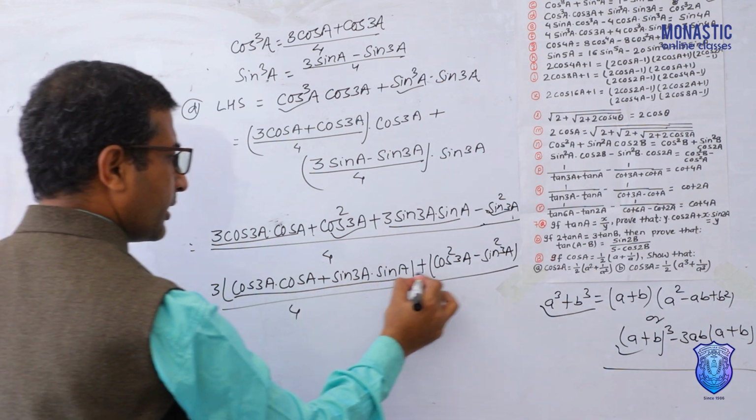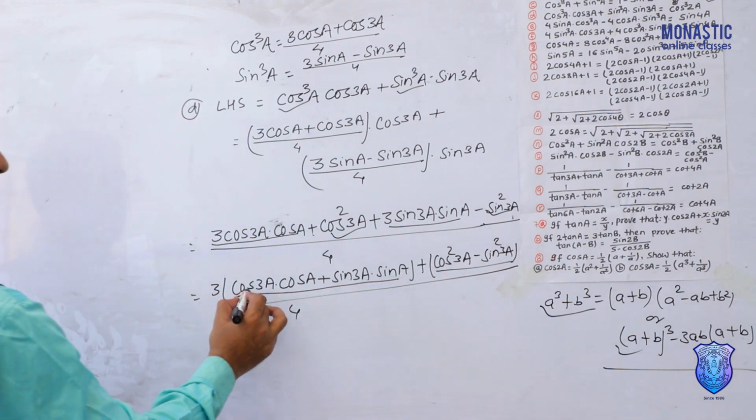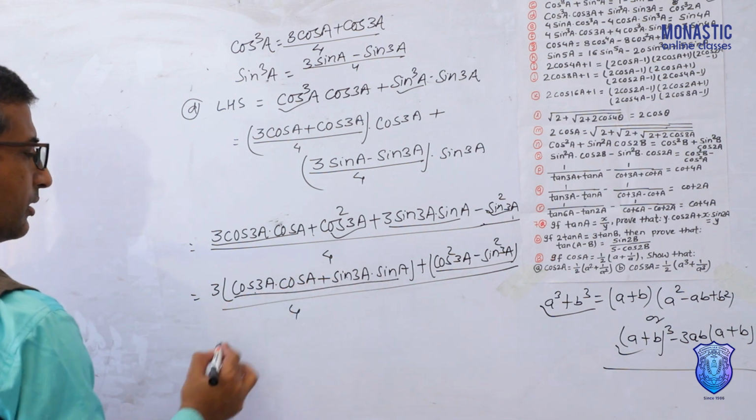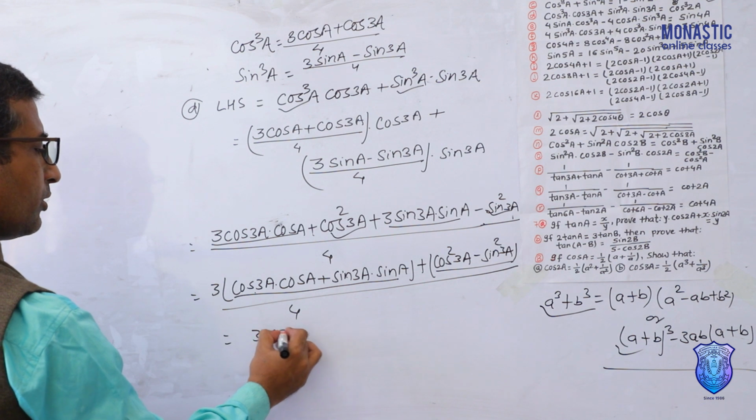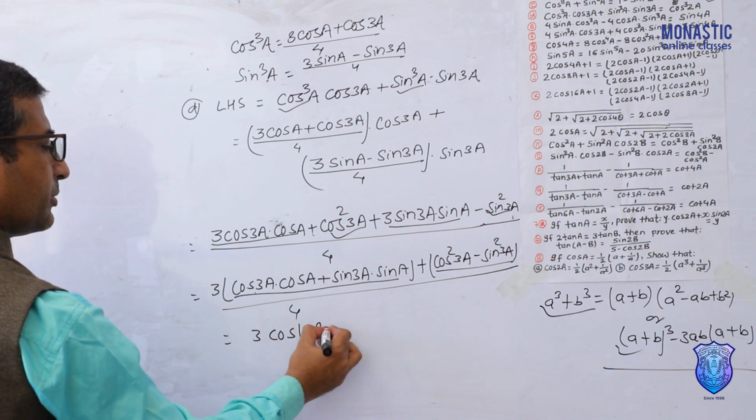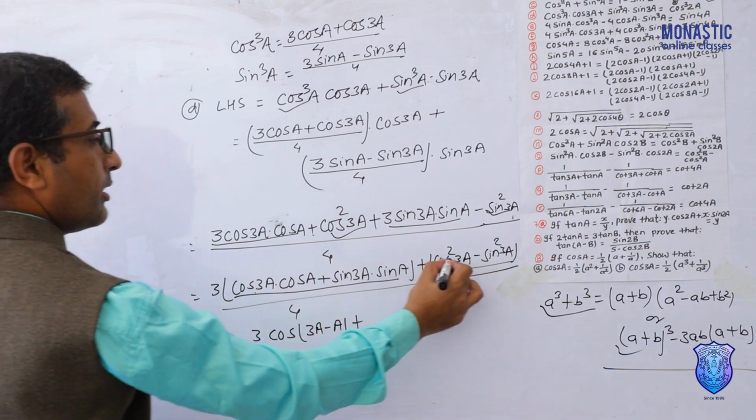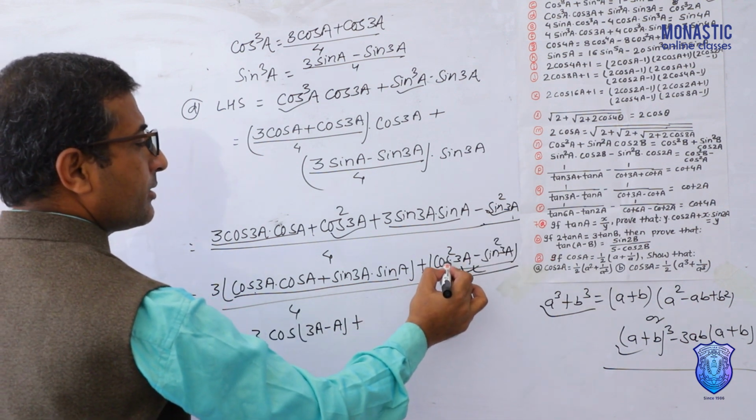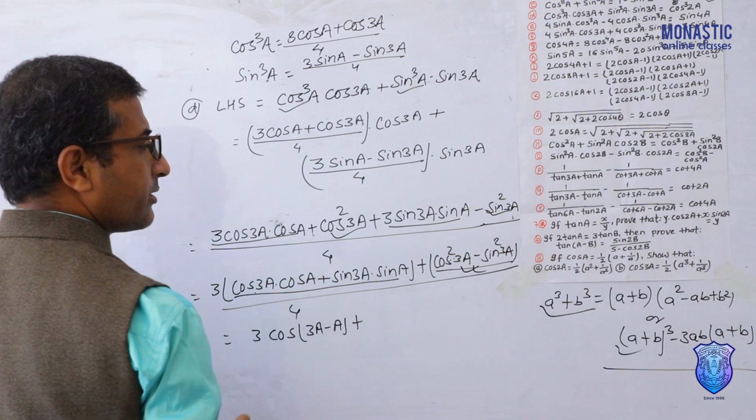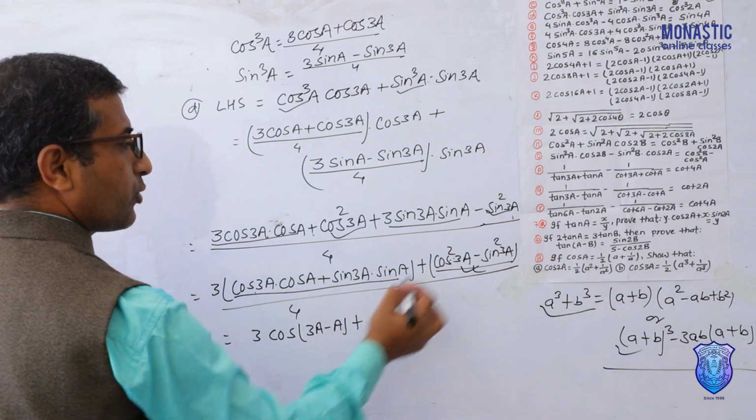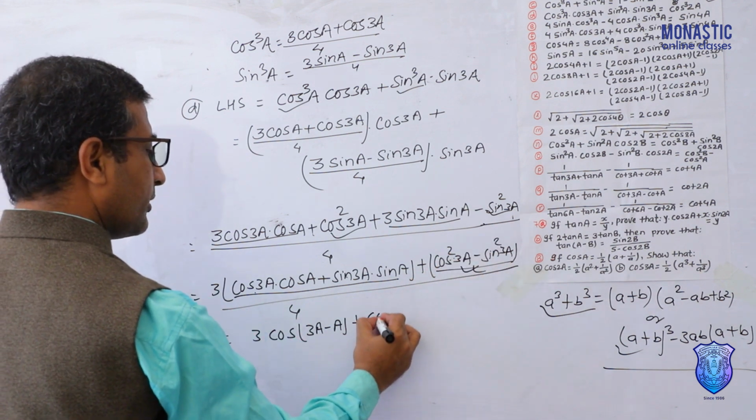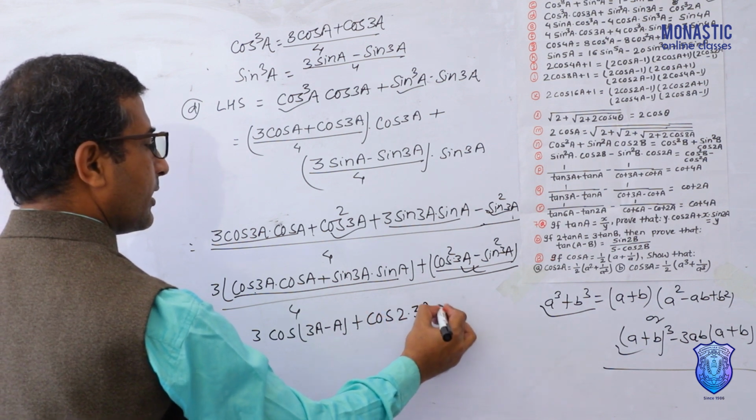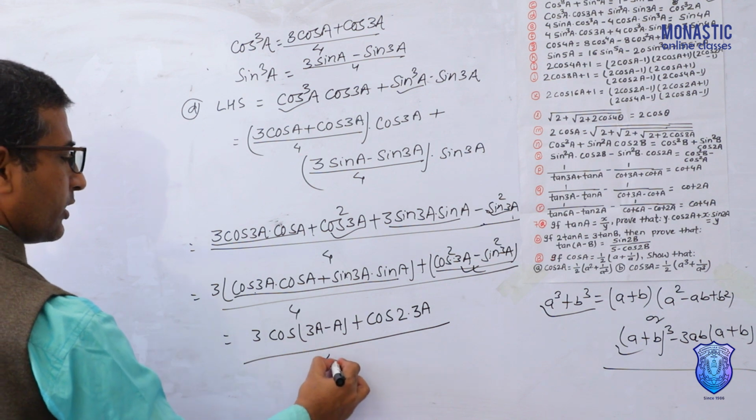Now look in the bracket. What are they? That's in the form of cos a cos b plus sine a sine b, which is the formula of cos of a minus b. Inside the second bracket, that is cos square a minus sine square b. Cos square a minus sine square a, that's the formula of cos 2a. Here it came cos 2 into 3a.